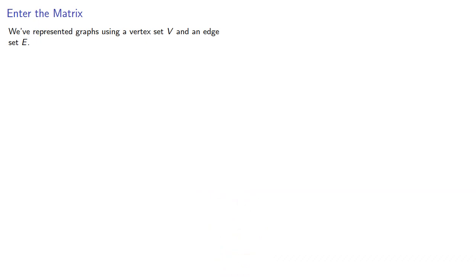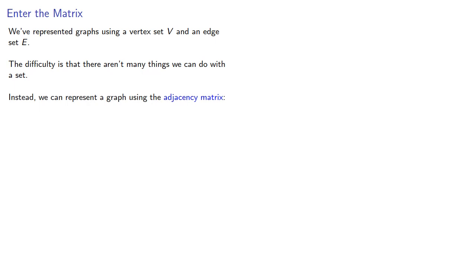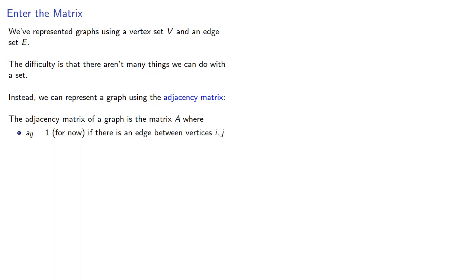We've represented graphs using a vertex set V and an edge set E. The difficulty is that there aren't many things we can do with a set. Instead, we can represent a graph using the adjacency matrix. The adjacency matrix of a graph is the matrix A, where the ij entry is 1, for now, if there is an edge between vertices i and j, and 0 if there is no edge between the two vertices.